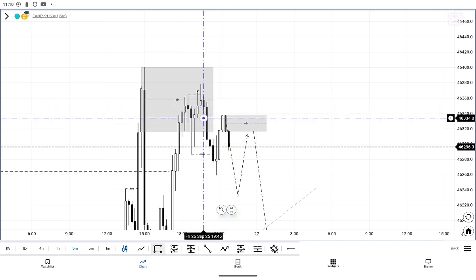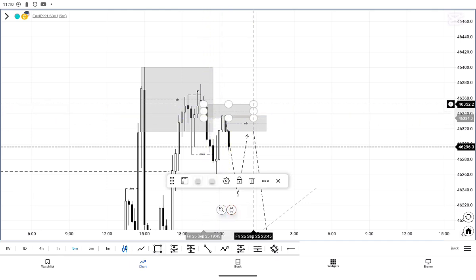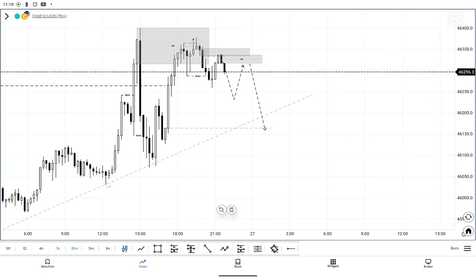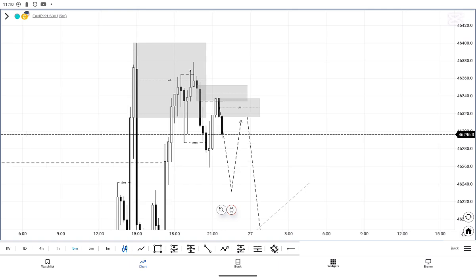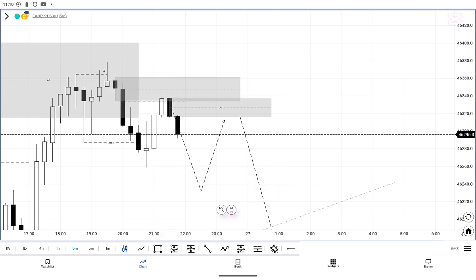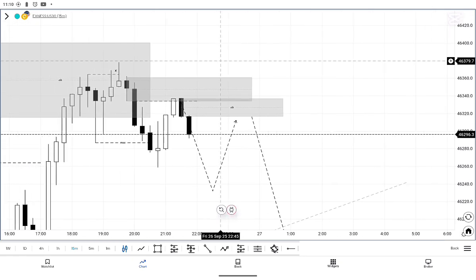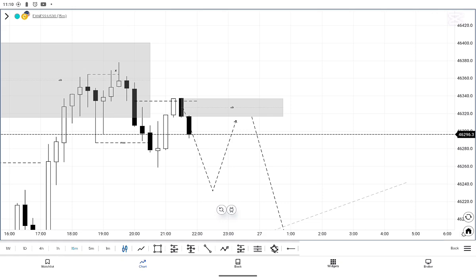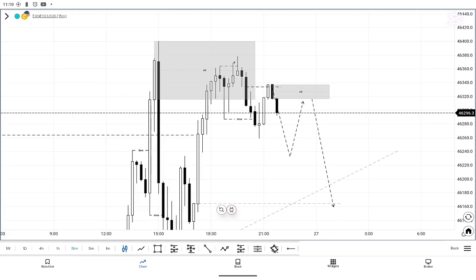Now this would have been another entry point, right? That would have been another entry point there. Put your stop loss above this high, right? But I did not see it. I'm just currently seeing this trade right now.